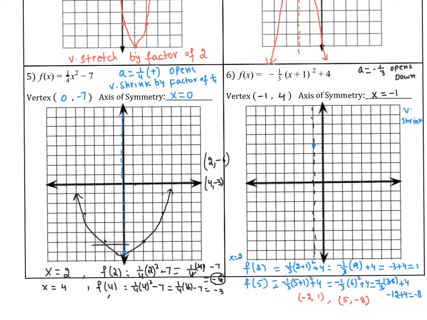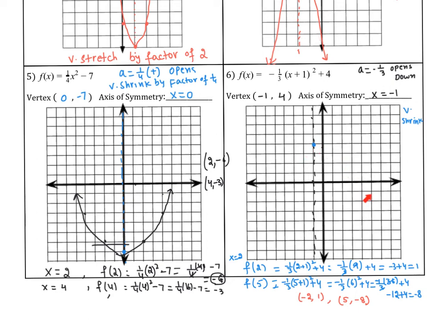For number 6, you're going to list the vertex. So the vertex is going to be -1 comma 4. And 1 over 3 means that is a vertical shrink by the factor of 1 over 3. Negative means that is a reflection over the x-axis. So axis of symmetry is the h-coordinate or x-coordinate of the vertex. So it's a line that passes through -1, and this is the vertex.